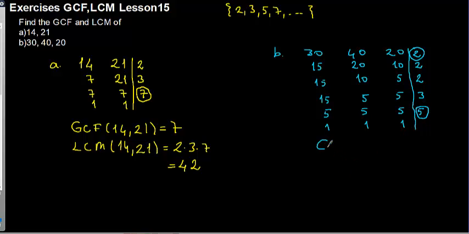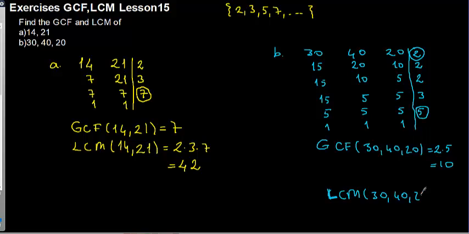So the greatest common factor of these numbers, which are 30, 40, and 20, is the circled numbers: 2 times 5, which is 10. And for the least common multiple of 30, 40, and 20, there's no need to do another calculation because we are going to find these numbers again without circles. So it's equal to 2 times 2 times 2 times 3 times 5.